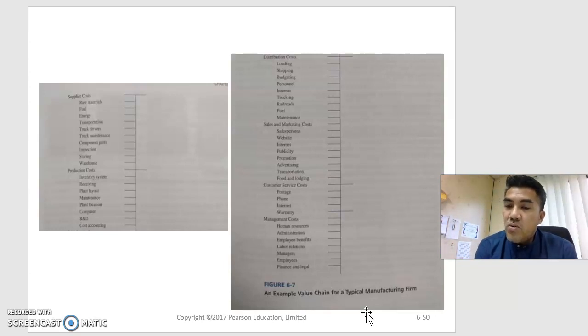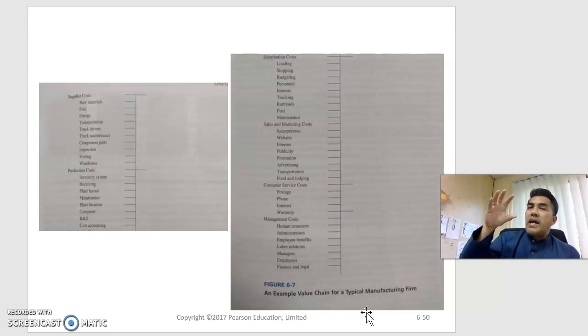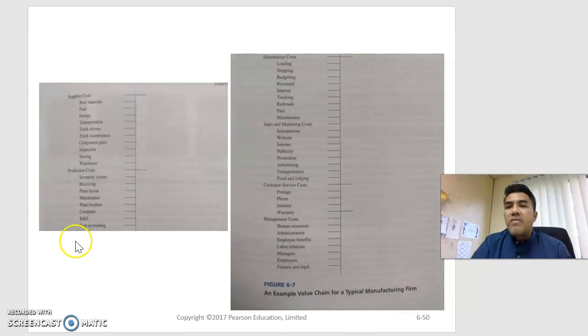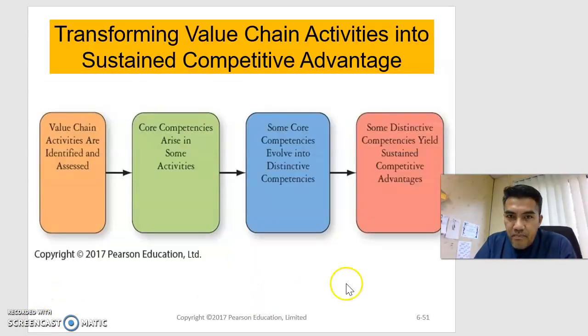If they are able to do this through the value chain, it would help the organization to identify their expert area within their production, within their activities, as compared to the area that needs to be developed or improved in order for them to develop their sustainable competitive advantage.